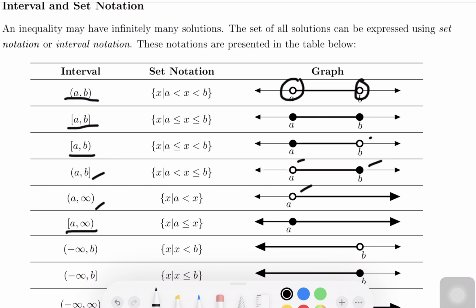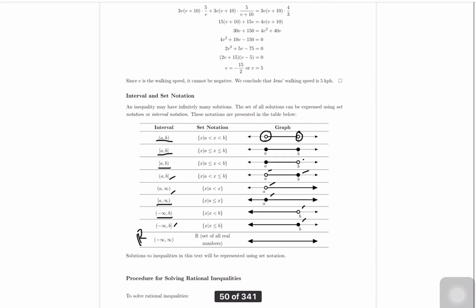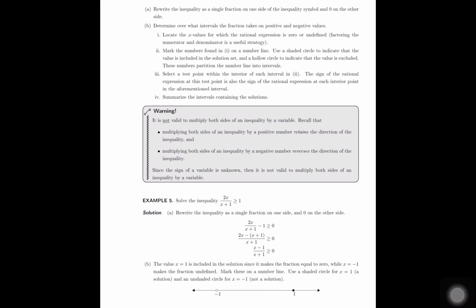Here A is the lowest shaded, A is included. This one, B is the highest boundary. The boundary for the highest number in negative infinity to B. And this one, B is included. So B is the highest or largest number in the interval. And this one will be the set of real numbers, the whole number line. So that's how we write interval notation.